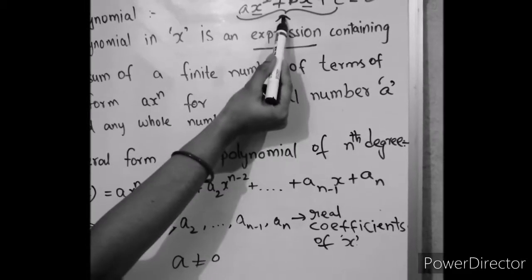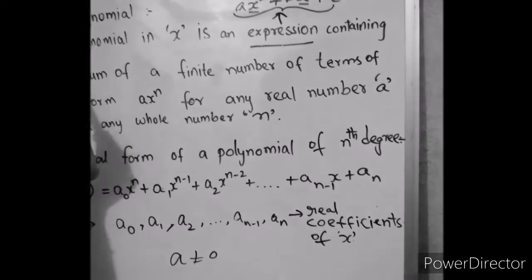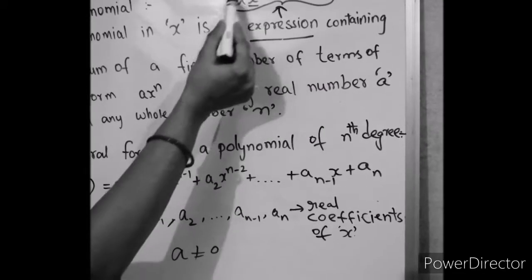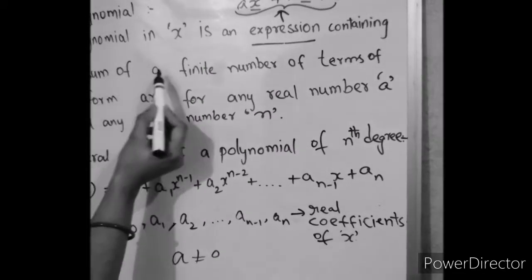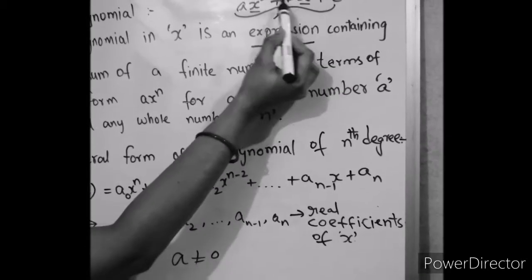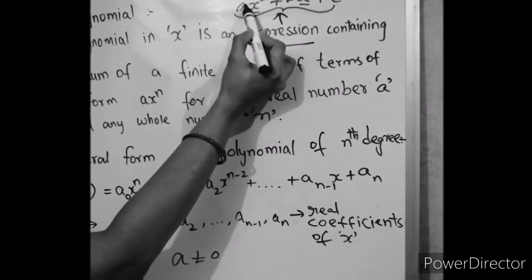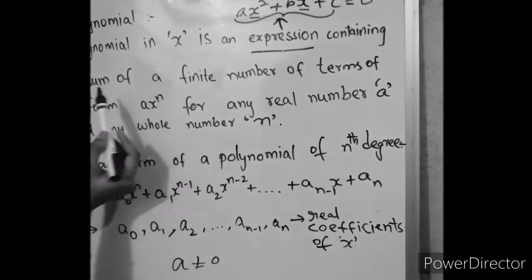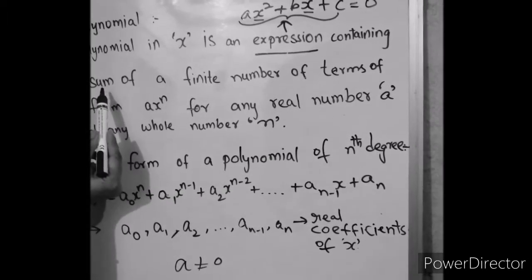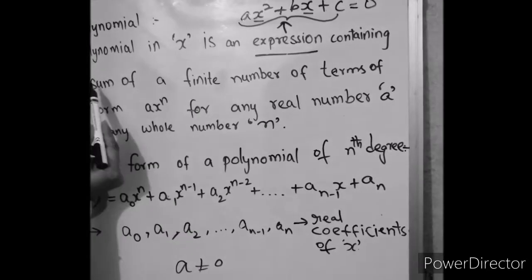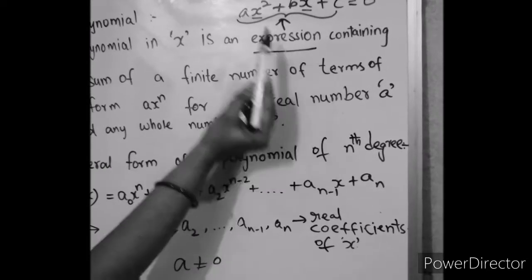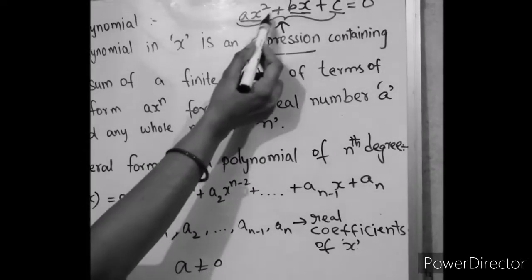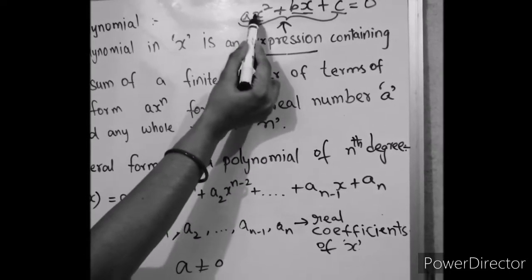It is an expression containing the sum of a finite number of terms. This particular expression contains a sum; the plus signs indicate addition of two terms, here also the addition of the bx term and the c term. The result of the addition is called the sum. So I am using this as the sum of a finite number of terms. Here ax square, bx and c are the terms. There are three terms in this expression, and there are only three.